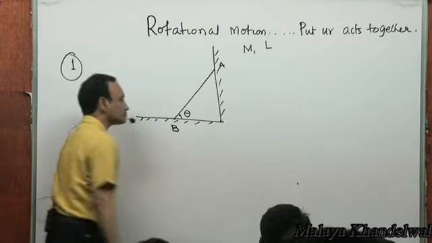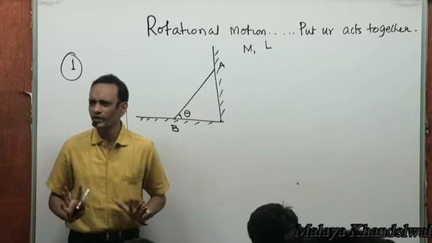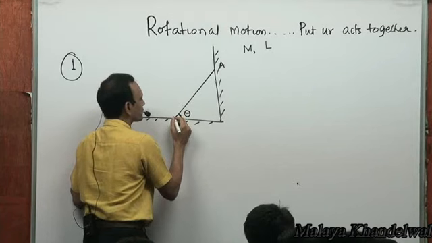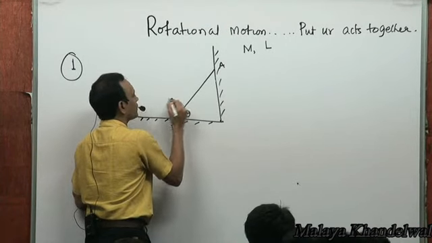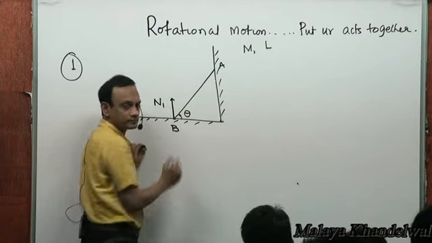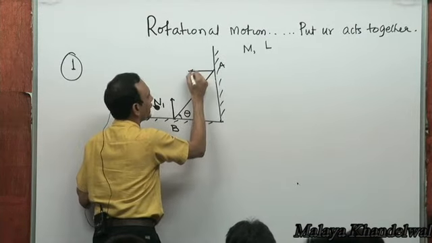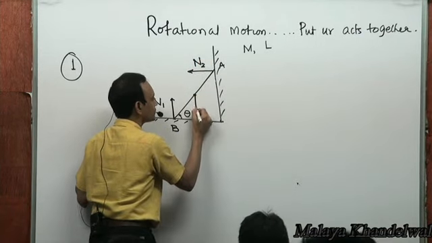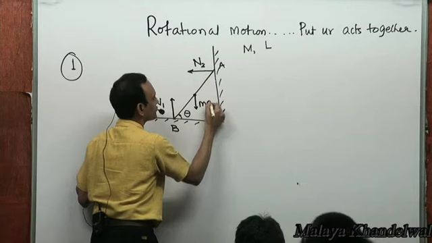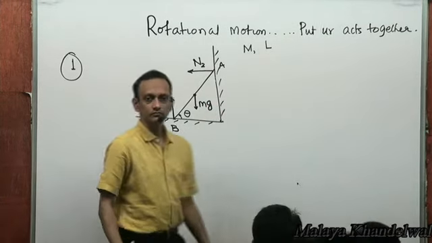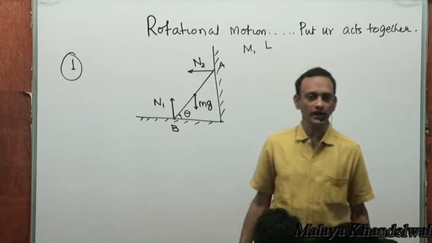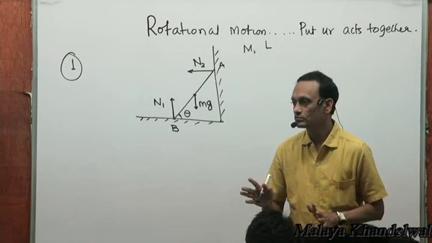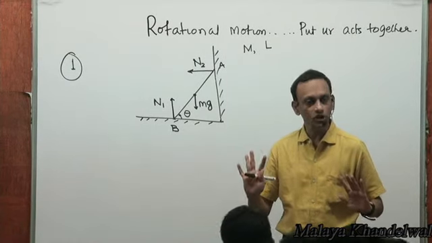Now, let me first draw the free body diagram. What you have is, say, a normal reaction N1 here, a normal reaction N2 here, forces acting on the ladder, and mg. Does it summarize all the forces acting on the ladder? Yes or no? Or are there more forces? Raj? All's good? Okay.